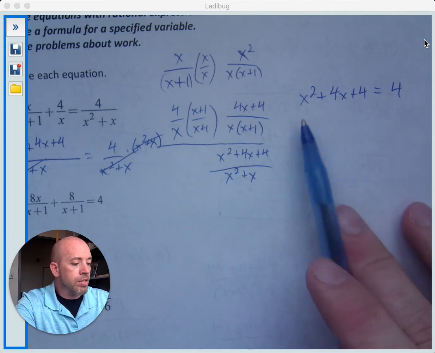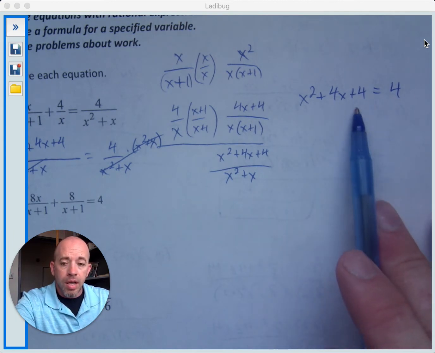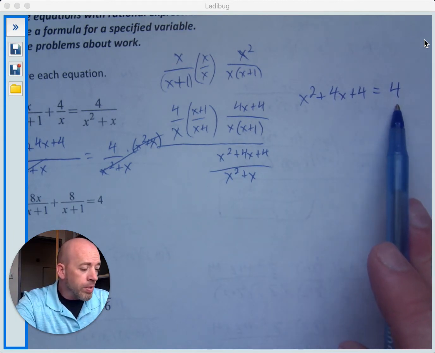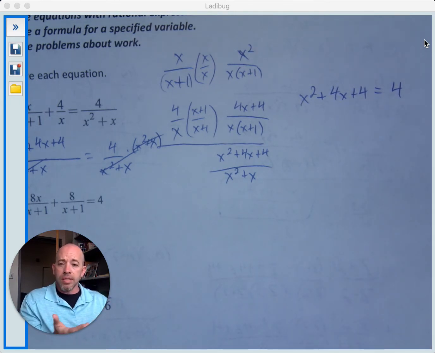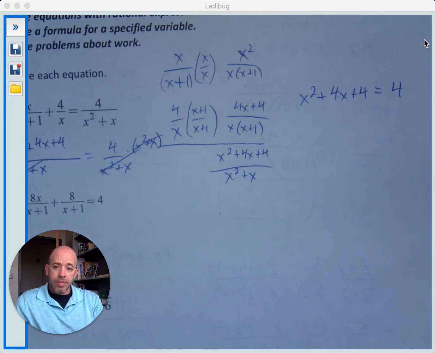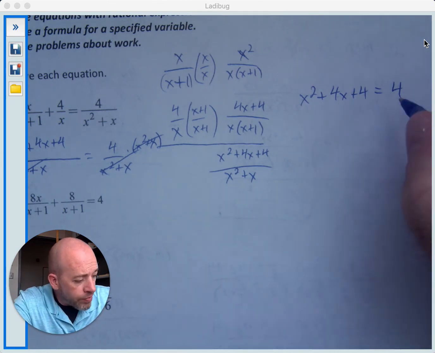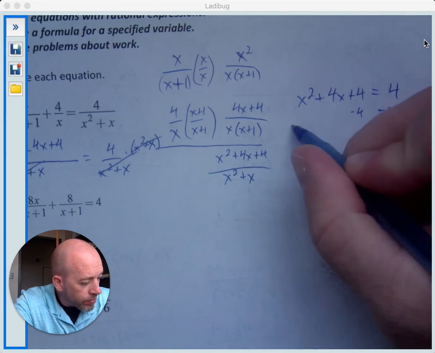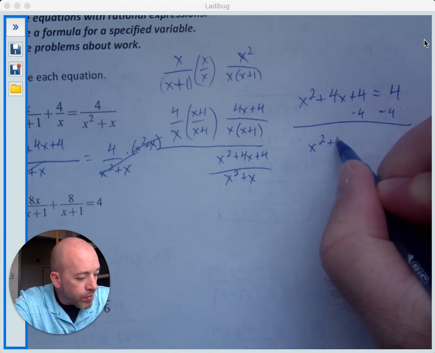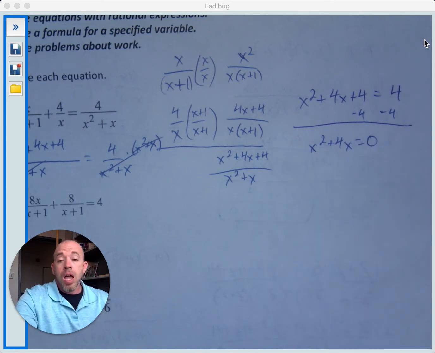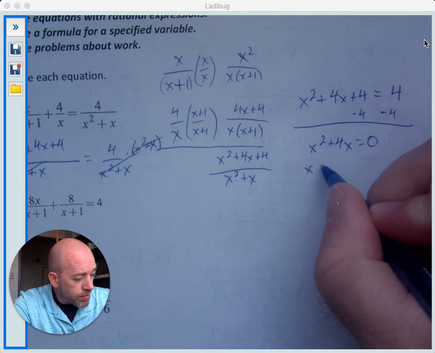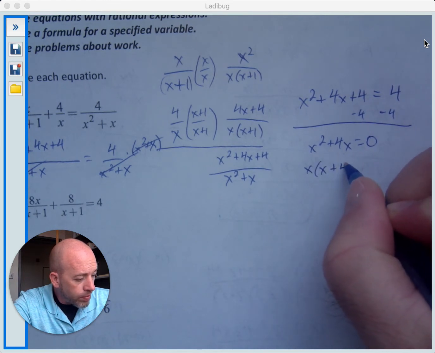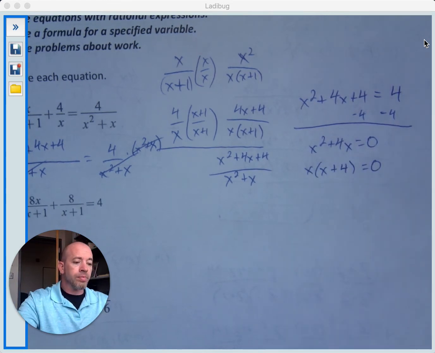Alright, this equation hopefully we can solve. I'm going to subtract a 4 from both sides so that I can get everything set equal to 0. That's how we solved these equations before, right? Remember, we've got everything set equal to 0, and we try to factor. Then we get x squared plus 4x equals 0. We can factor the left side now. The left side becomes what? X times x plus 4 equals 0.